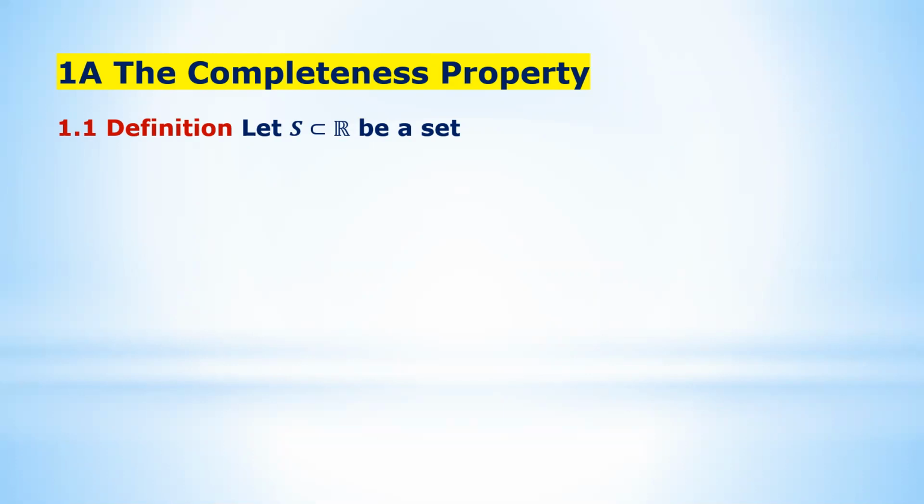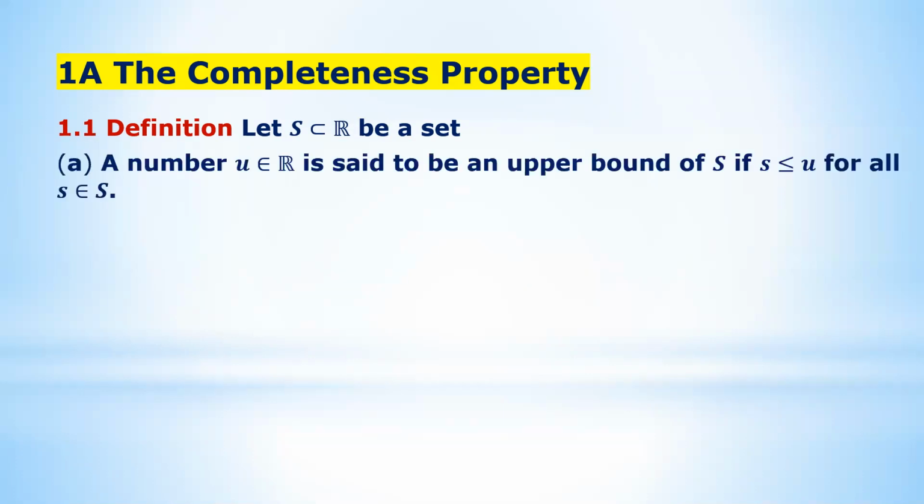So let's say that you have S in R. R is the real number set, the real numbers. S is a set. We're not talking about any special set, just a general set, a set of real numbers. Now a number U is said to be an upper bound of S, so it is a constant, if for any s in the set S, s is less than or equal to U.